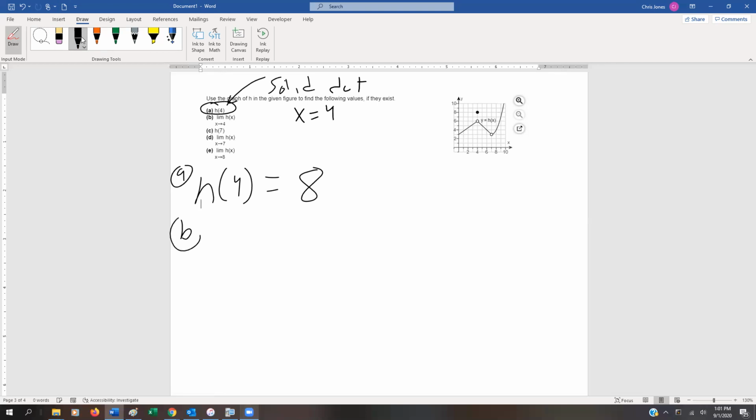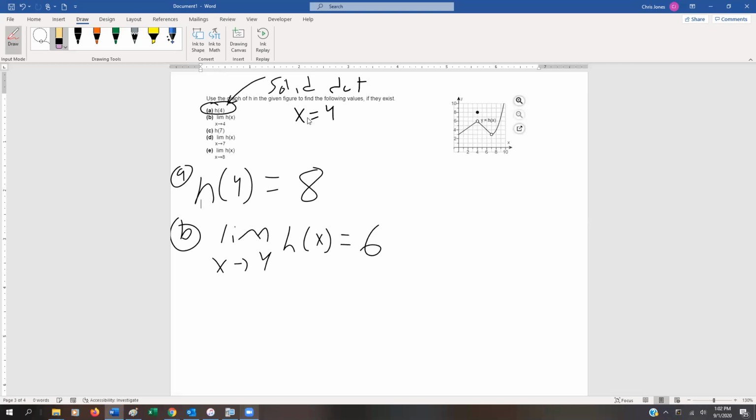Now, what is the limit as x approaches 4 of h of x? What we're going to do is trace it from the left side. And again, we're just trying to zero in on 4, like what's happening right here. And it looks like from both directions, we're lining up with 6. Because it's approaching 6 from both the left and the right side, that means the limit as x approaches 4 is going to be 6. All right. Now, that doesn't necessarily mean this always has an answer.